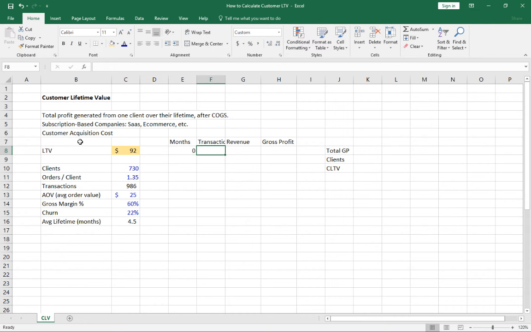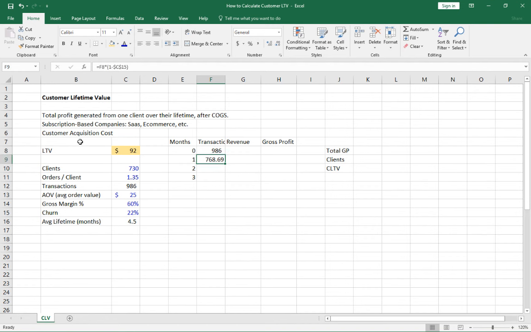So let's say in month zero, we have our 986 transactions. I say month zero because no time has passed, so it's really day zero. Then here we have month zero, month one, and we're going to drag it down to 3 years. And for transactions, we have our 986, but then 22% of people churn off. So it's really times 78%, times one minus the churn rate. I just lock the cell so I can copy the formula down. I hit F4 to do that.